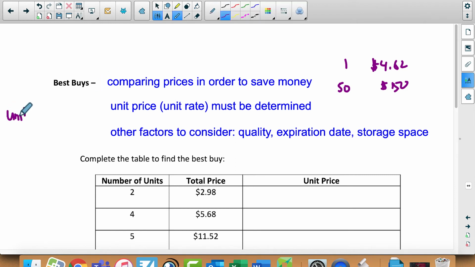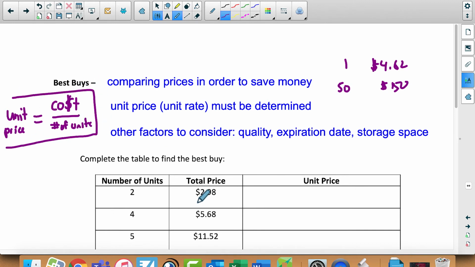Unit price equals the cost, C-O-S, and look at how clever I am making that a dollar sign. The cost divided by the number of units or number of items. That will always give you the unit price. So you take cost and divide by the units.